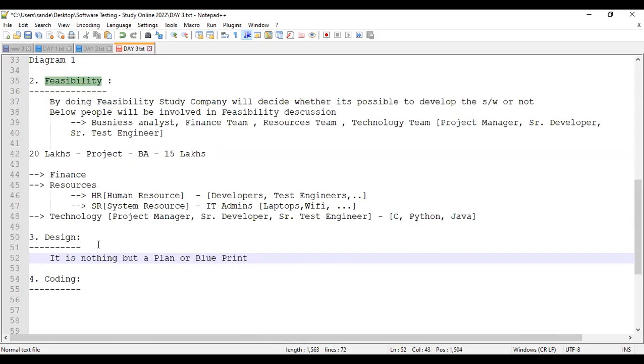Don't you think before constructing a house, 100% you should be having the plan, where kitchen should come, where bedroom should come, where hall should come, where living area should come, where balcony should come. All those things you'll be having the plan. Same thing in design also. Before developing the software, 100% they have to do this design part. That means it is nothing but a blueprint or plan. Okay, or I can just call it as architecture.